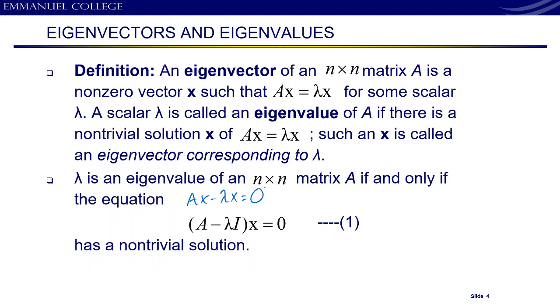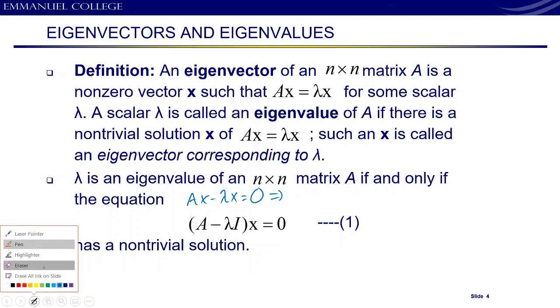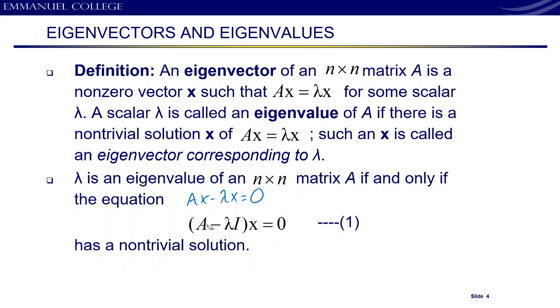Then, using the idea of factoring out this vector x, you wind up with A minus lambda I. Notice it's not just A minus lambda, because lambda has to be multiplied by something. If we're going to put these two things together, they have to be the same dimension. You can't add a 4 by 3 to a 3 by 4, the components don't match up. So this is going to be (A minus lambda I) times x equals 0.